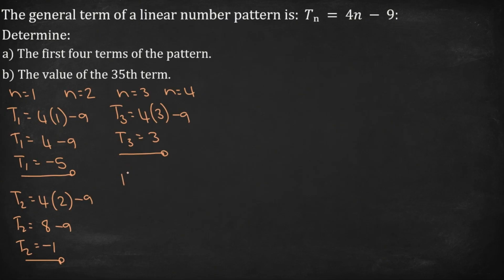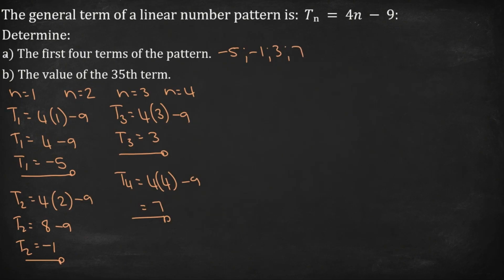And then we've got to do term 4 as well. 4 multiplied by 4, because I'm substituting n with 4, minus 9. And 4 times 4 is 16, and 16 minus 9 is 7. Okay, so I've got my values for terms 1, 2, 3, and 4. So the answer for A is negative 5, negative 1, 3, and 7.